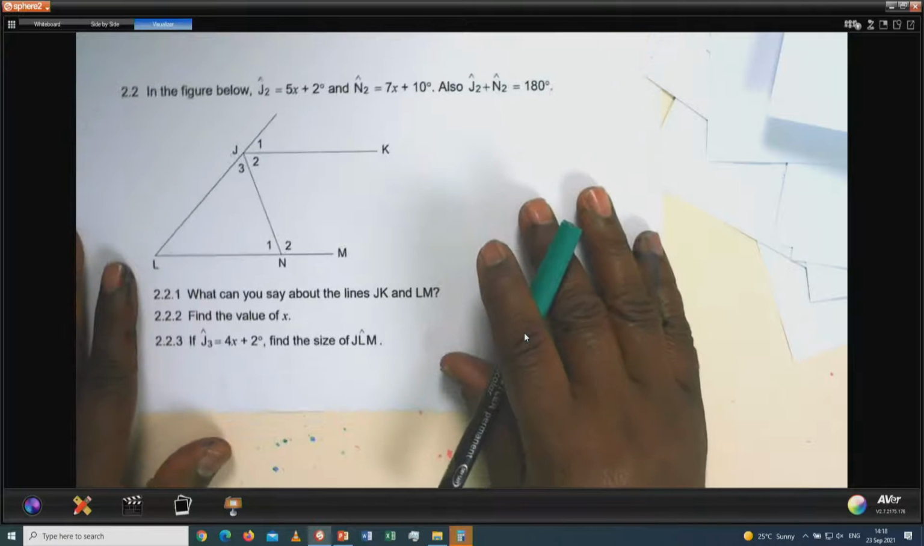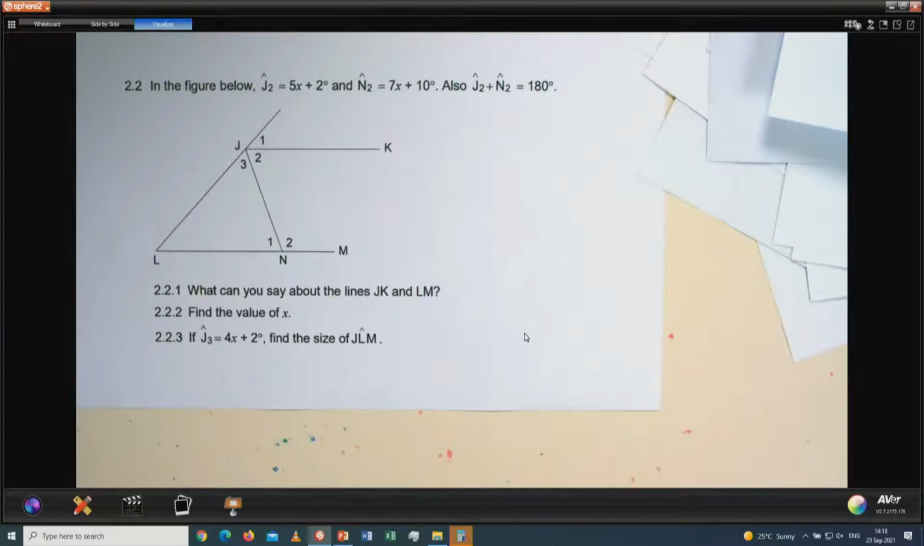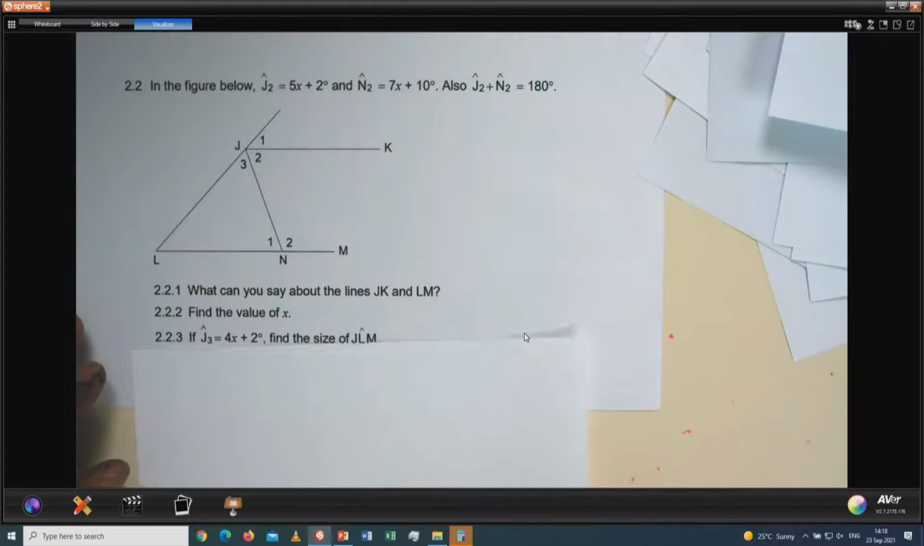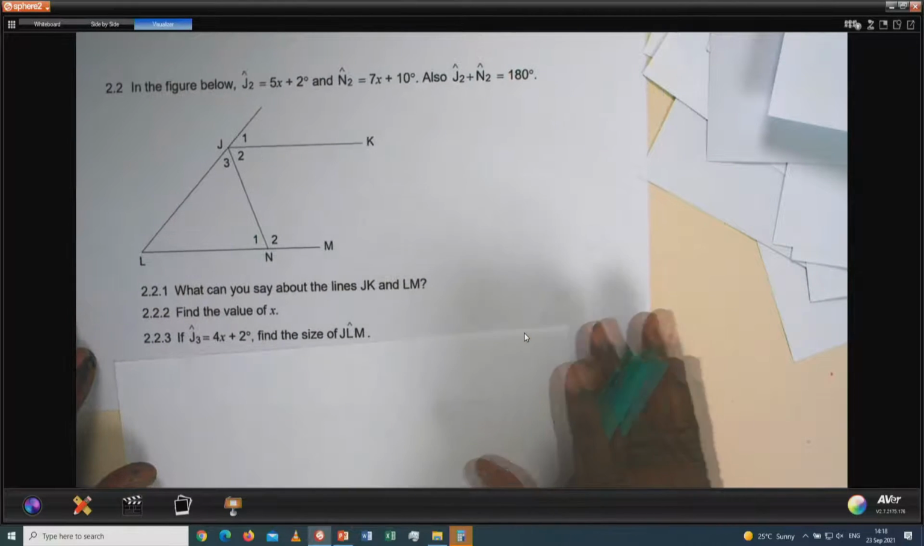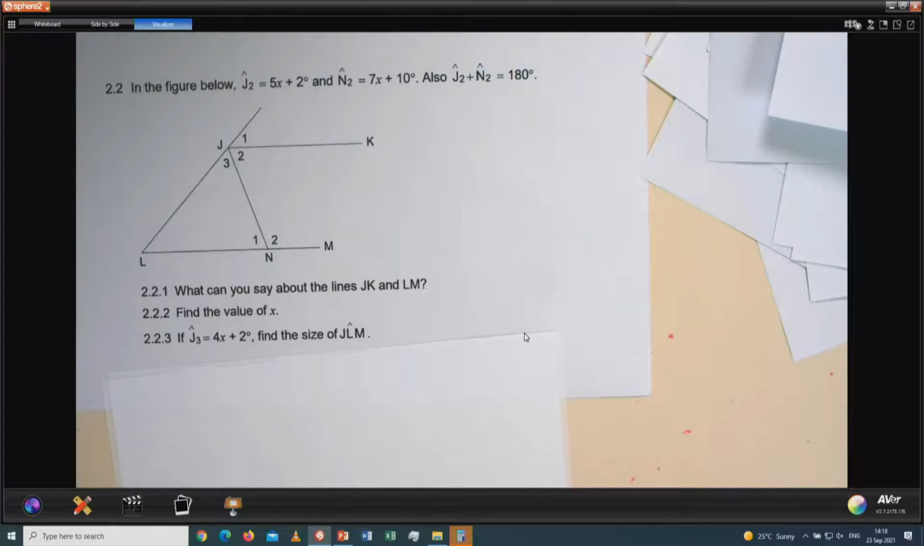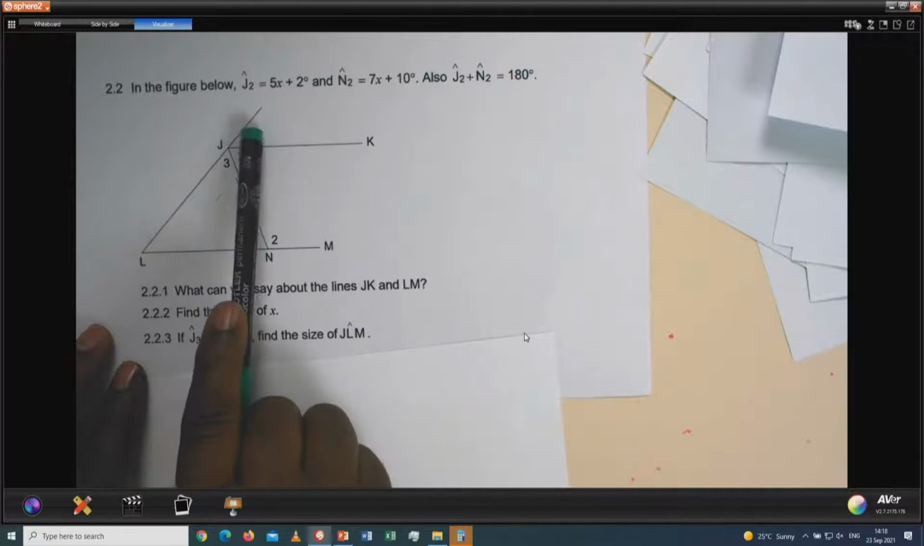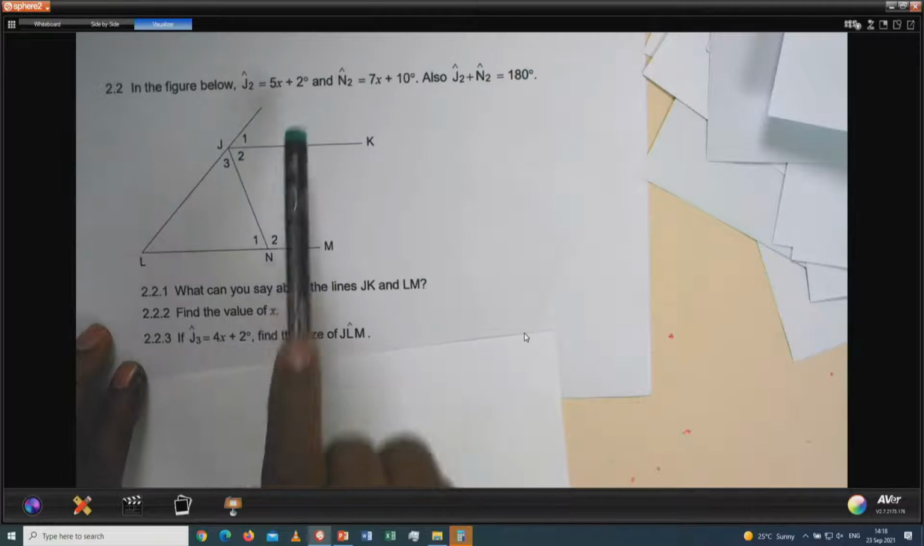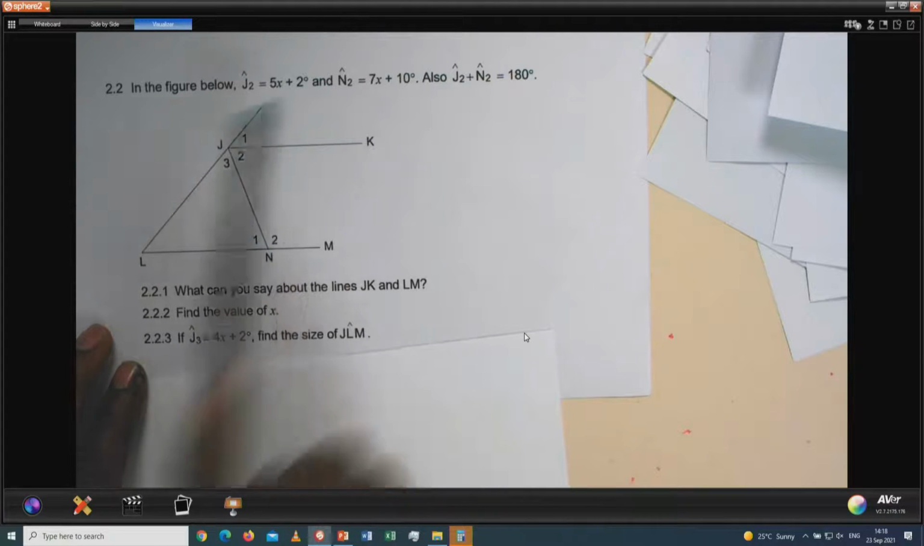This one, we had a long day. We cut the sessions into small pieces so that you might be able to check them one by one. Again, I said you must always read the figure below. This is the situation. J2 is 5x plus 2.